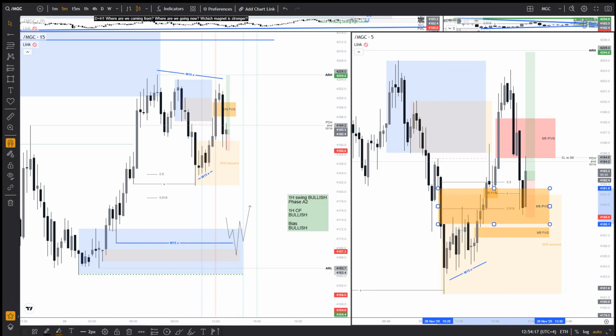Still, I'm experimenting with fair value gap, so this is okay. Stop loss to break even after mitigating bearish inversion fair value gap. Okay, trade closed.